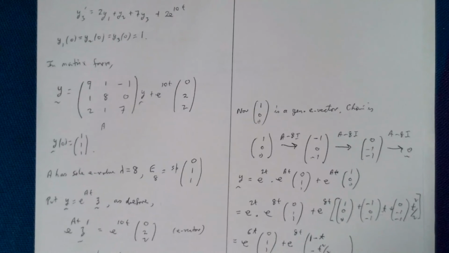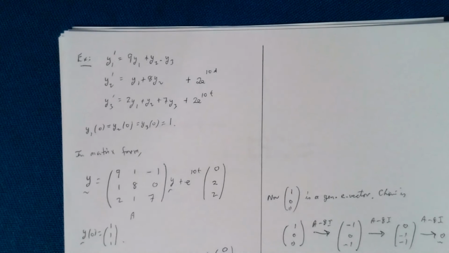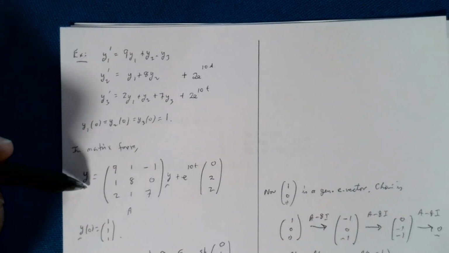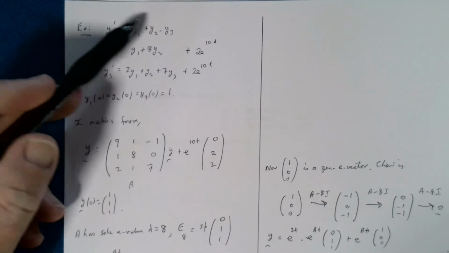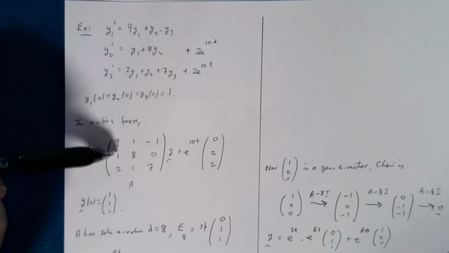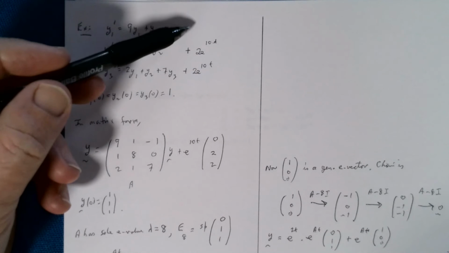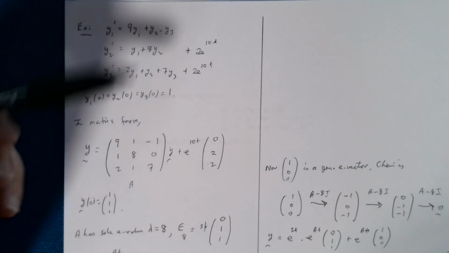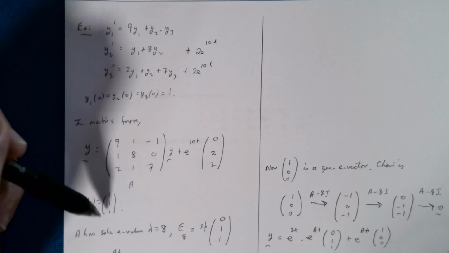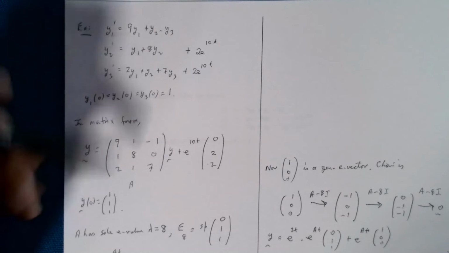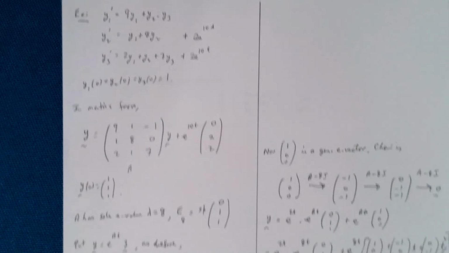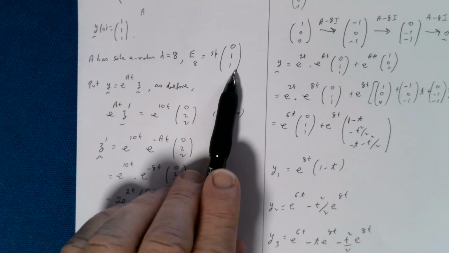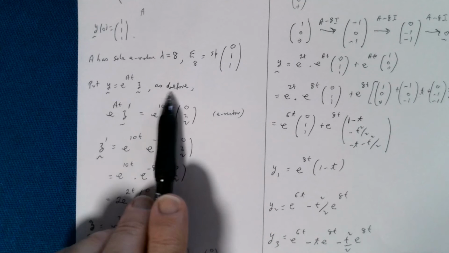So here is our system, and we put it, of course, straight into matrix form, which looks like this. So here's our matrix. We get the coefficients from here, 1, 8, 0, 2, 1, 7, and e to the 10t times 0, 2, 2, and the initial condition y of 0 is 1, 1, 1. Now this matrix A again happens to have sole eigenvalue lambda equals 8, and the eigenspace is 0, 1, 1. You change your variable as before.